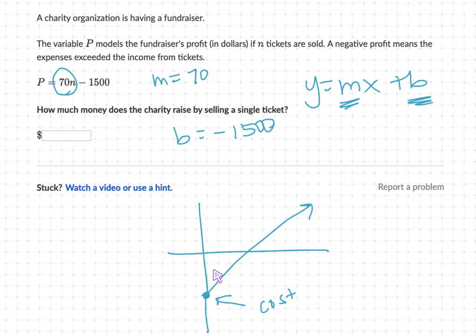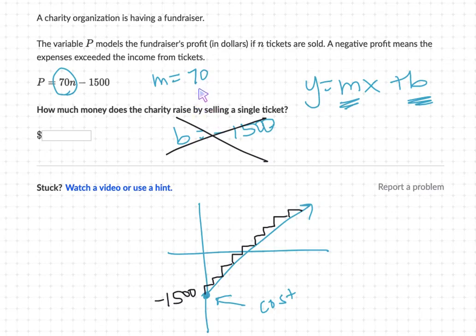Okay? So this problem is asking us to figure out how much money the charity raised by selling a single ticket. We already know that the y-intercept doesn't help us. That is the beginning amount that this charity organization has. They're in the hole by $1,500. It has nothing to do with the tickets sold. Each time they sell a ticket now, that's going to change the amount of profit that they can have. So in this case, we're going to be looking at the slope. Slope is going to tell us how much it's changing.